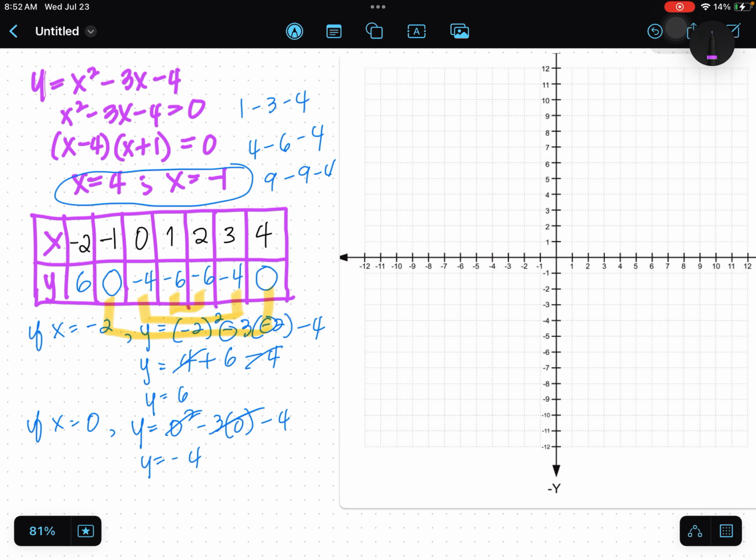Now, let's try to plot these points using my graph over here. So, meron tayong negative 2, positive 6. That's over here. And then we have negative 1, 0. And then we have 0, negative 4. And then we have 1, negative 6. We have 2, negative 6. 3. As you can see, they are mirror images of each other.